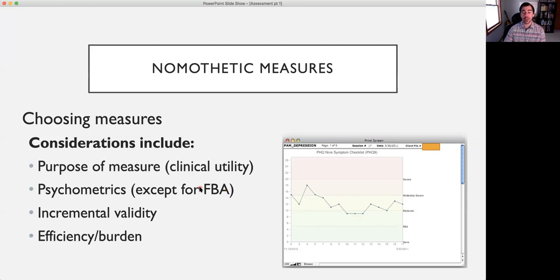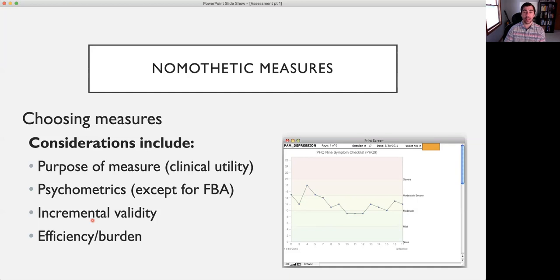But the considerations of choosing measures, when we're thinking about nomothetic measures for outcome assessment, is that we want to make sure that we're paying attention to the purpose of the measure, and make sure it's a good fit for outcome assessment. The PHQ-9 is. We need to make sure it has good psychometrics. We'll talk more about psychometrics in a subsequent lecture video. Incremental validity means it has added information above and beyond the other measures that we're already using.